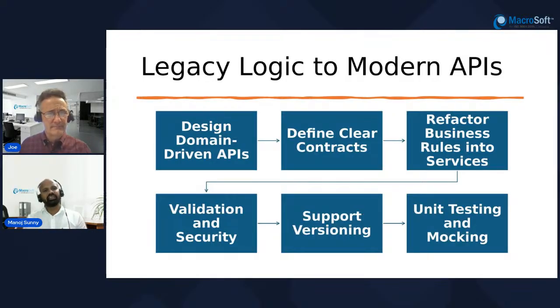For example, instead of one giant code base, we now have services like customer services, invoice services, or payment services. We are splitting the individual services like this. Then we have to define clear API contracts using OpenAPI or Swagger. We document exactly what each API expects and returns, including data types, error messages, and edge cases. This creates a shared understanding between backend and front-end teams.